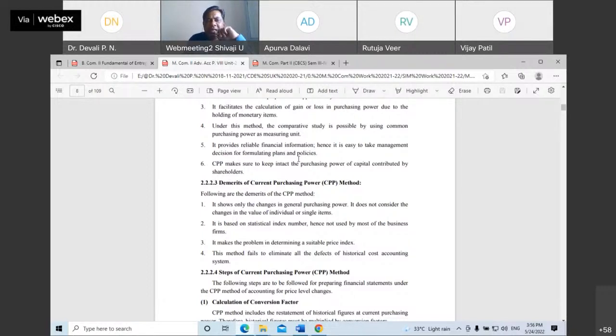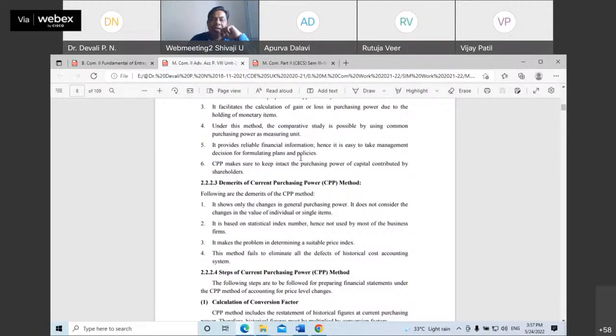Reliable financial information is very important, because whatever you state in the financial statements is required to take decisions. And whatever information is provided to you can be used to formulate the plans and policies of an organization. So the CPP also provides you such reliable information for preparing very good plans and policies for your organization.